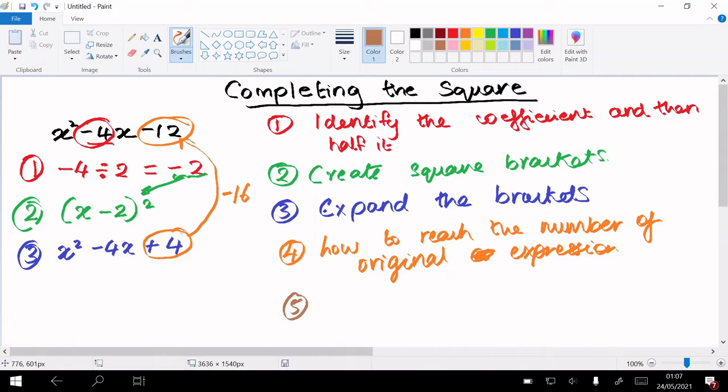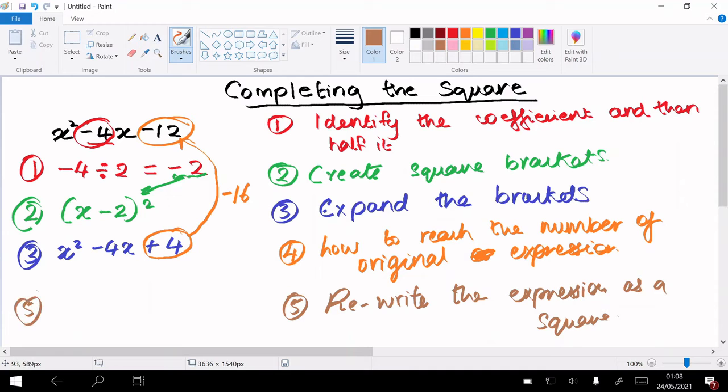And let's go on to the final step, which is to rewrite the expression as a square. So the final step, step 5, is to rewrite everything as x minus 2 whole squared, then the minus 16, and you're done. You have just completed the square.